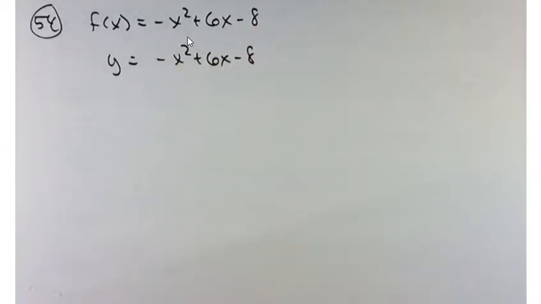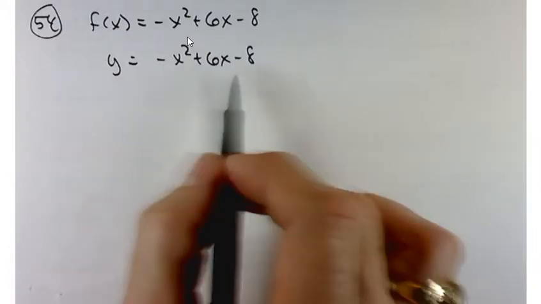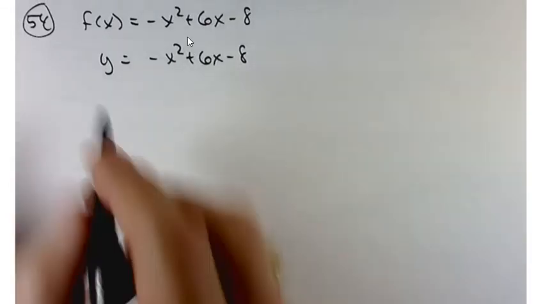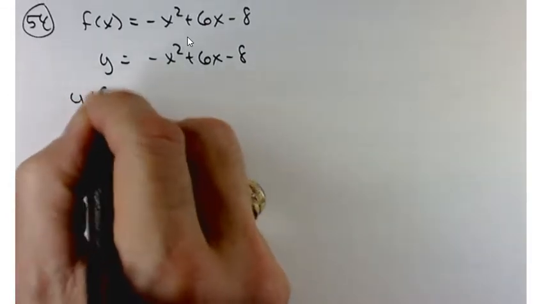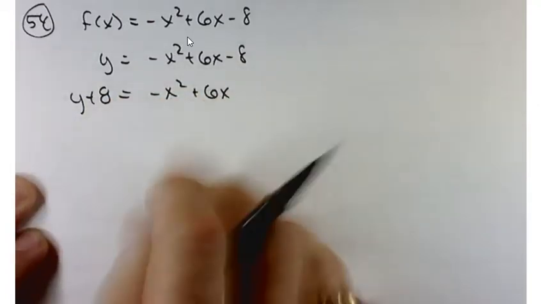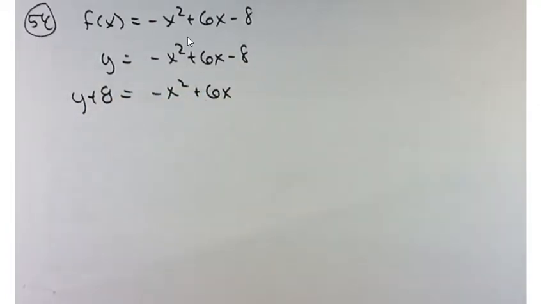And I'll start out by doing the same thing I did with the last one. I want to get these terms by themselves. So let's add the 8 to the other side. Y plus 8 equals negative x squared plus 6x. And here's where I run into a little snag. Out in front, I don't have a positive 1. I've got a negative 1. So I've got to do something about that.